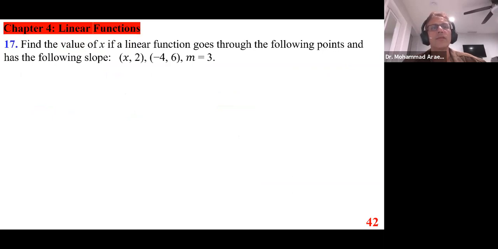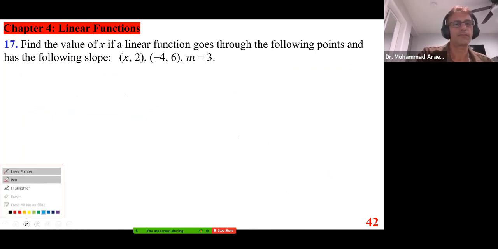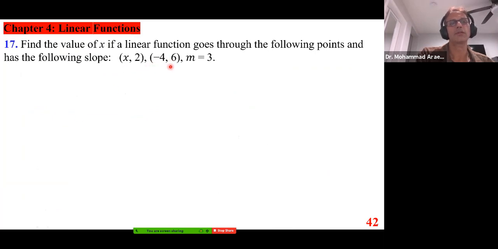We want to find the value of x if a linear function goes through the following points: (x, 2), (-4, 6), and the slope is 3.